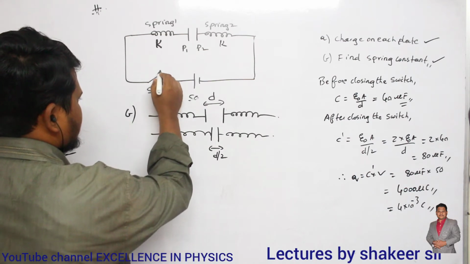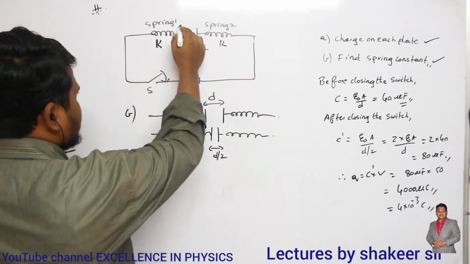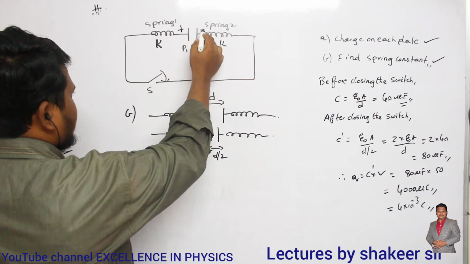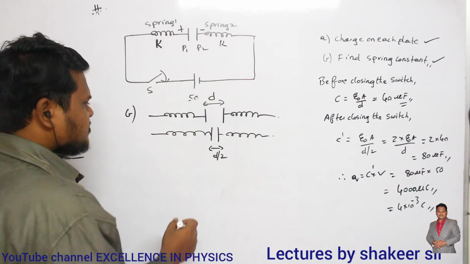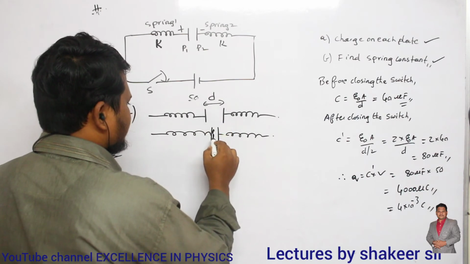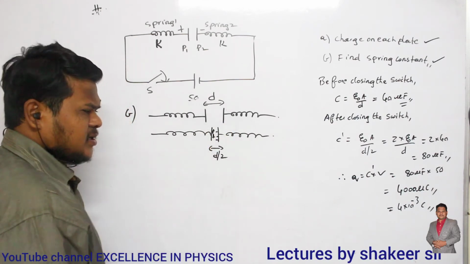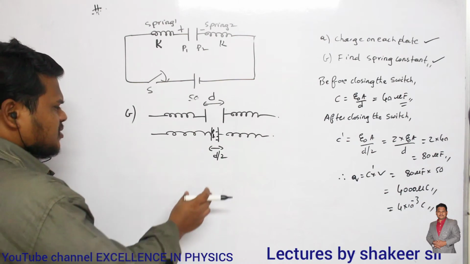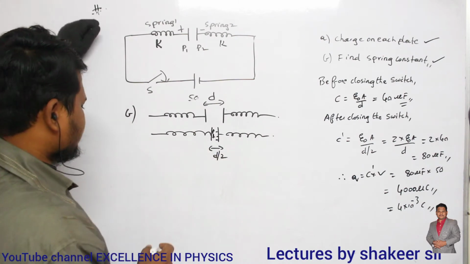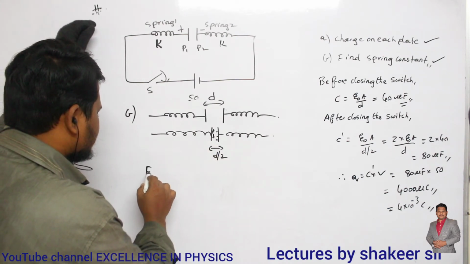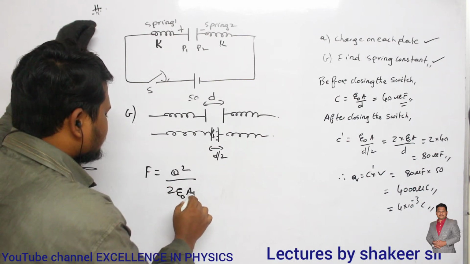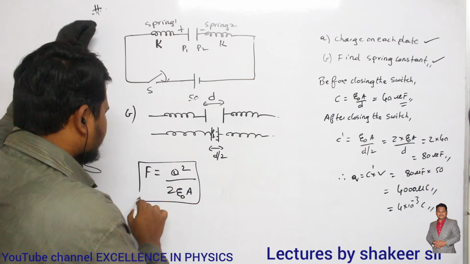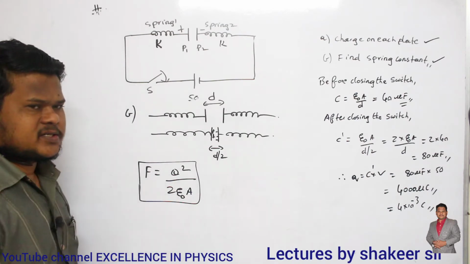When the switch is closed, immediately what will happen? Positive charges start depositing here. Negative charges start depositing on the inner surface of the other plate. That's all, no ma? So this side will become positively charged, the other side negatively charged. Therefore a force of attraction develops between the plates, no ma? Now what is the equation for the force of attraction between the plates? It is Q square divided by 2 epsilon naught A. So this is the force of attraction between the plates.